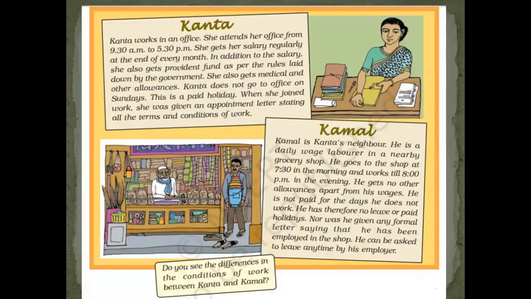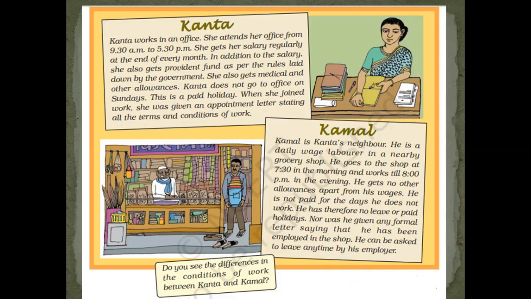Now, two examples I'm going to show. One is of Kanta and the other of Kamal. So Kanta, she is working in an office and she attends her office from the morning 9:30 a.m. to 5:30 p.m. in the evening. Now see here, 9:30 a.m. सुबह से कर रही है, 5:30 p.m. शाम तक कर रही है. एक fixed time. She gets her salary regularly at the end of the month.